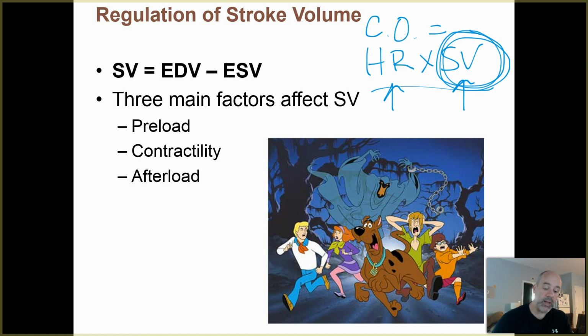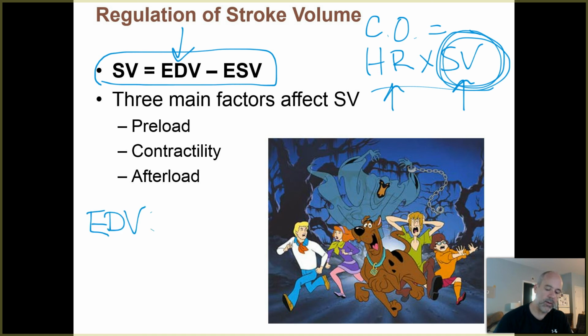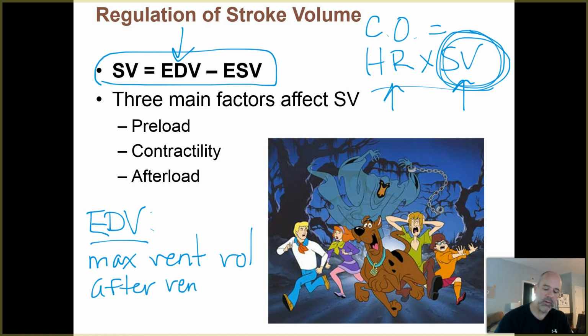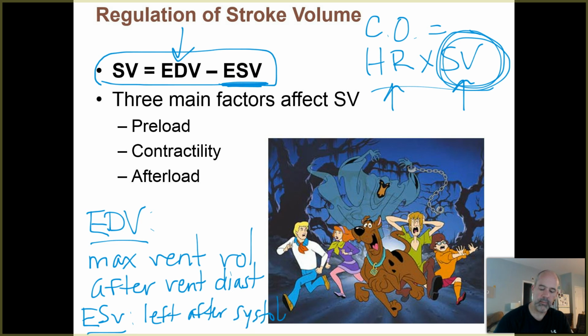All right, so stroke volume is your end diastolic volume, that's the maximal volume in your ventricles after ventricular diastole, minus your end systolic volume. That's what's left after systole. The difference between those two is the amount of blood that you squirted out of the ventricle into either the pulmonary trunk or the aorta.